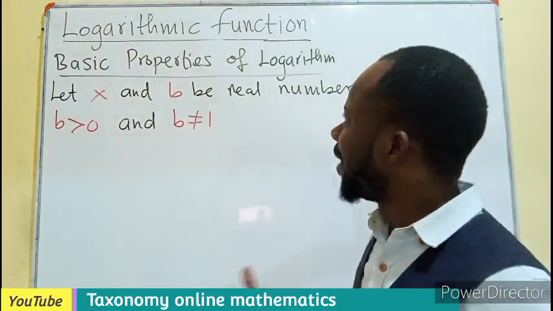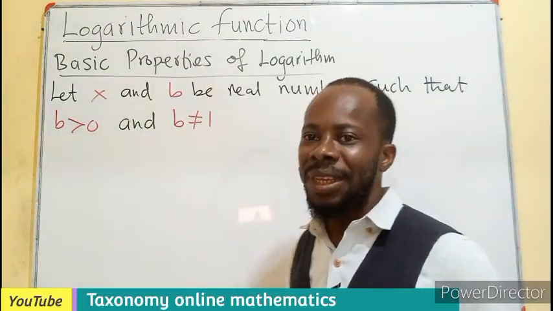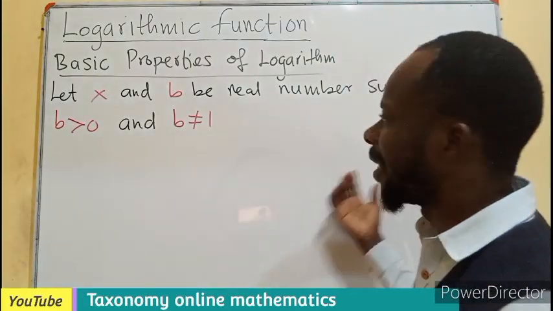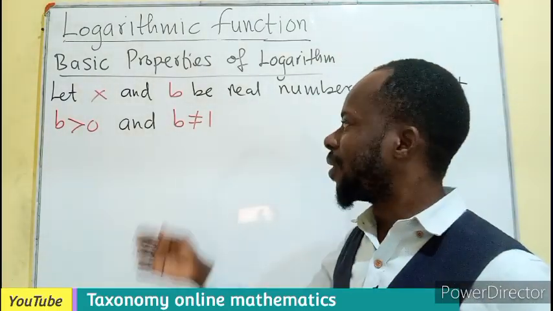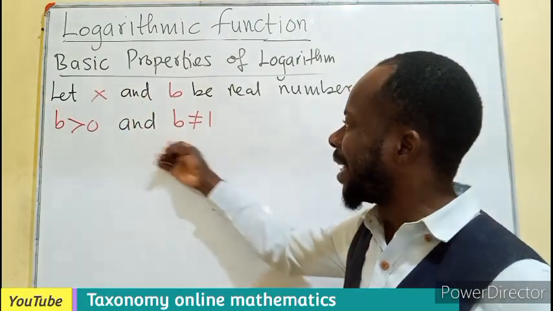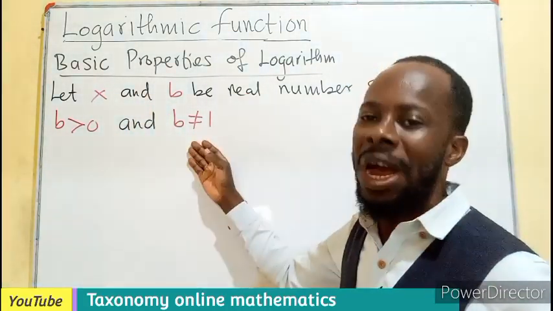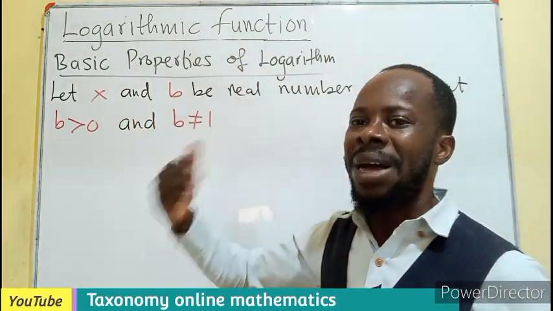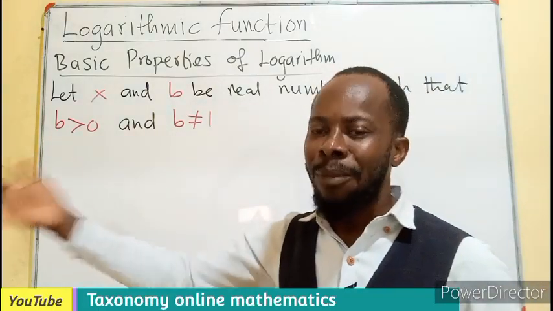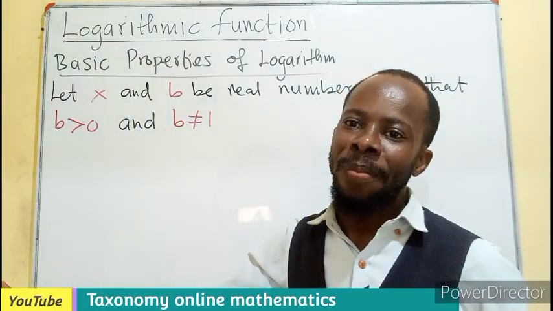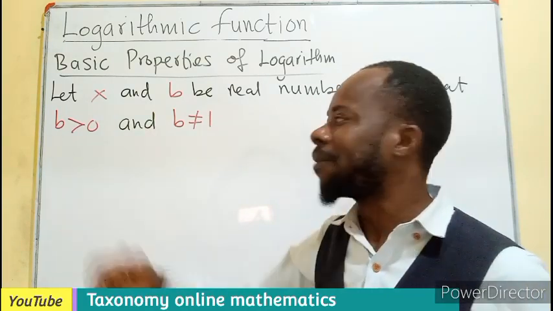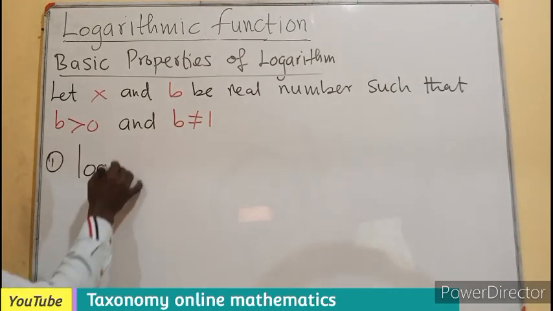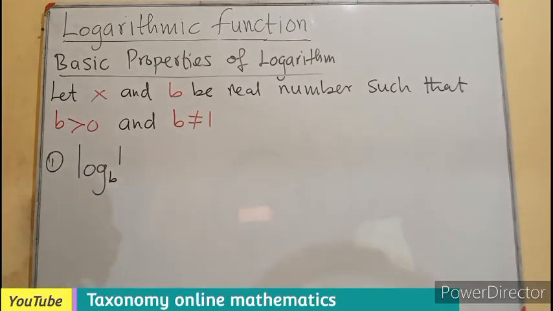We are taking some few basic properties of logarithm. So let x and b be real numbers such that b must not be 0, must be bigger than 0. Then it must also not be 1. Simply put, in our earlier episode, we defined that b must be a positive real number, but not equal to 1, meaning we need b more than 1. All right, so let's just take, for example, a logarithm of 1 to the base b.